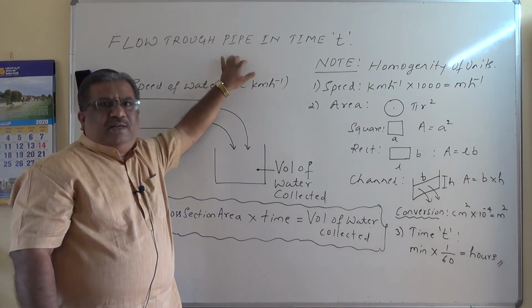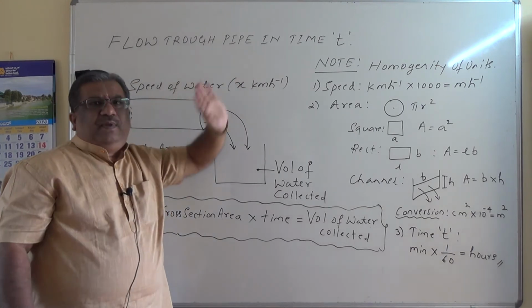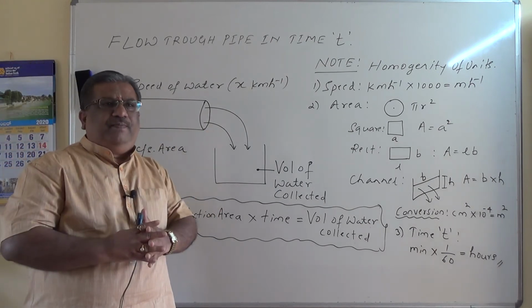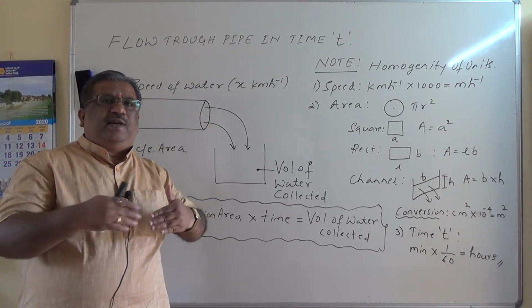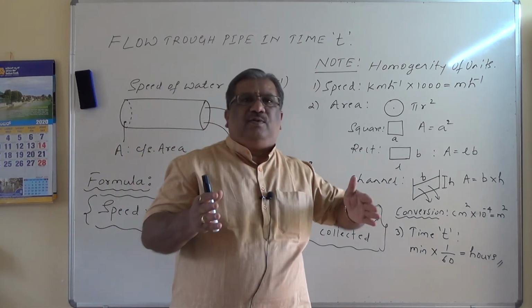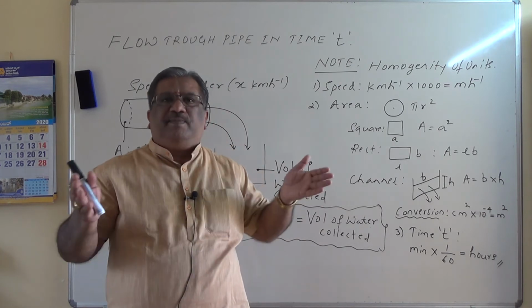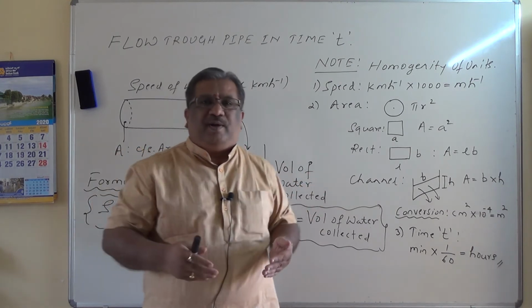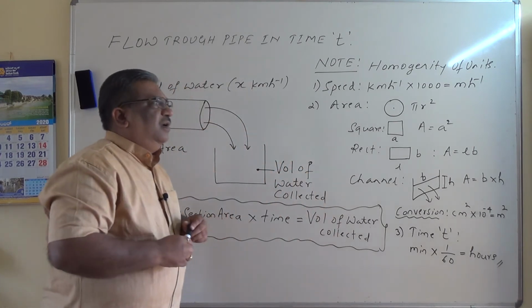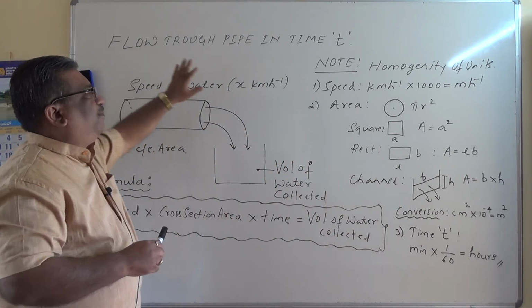even though I mention over here as a pipe, this circular pipe can be a rectangular pipe, or it can be a channel also. Channel means it is a U-shaped channel, or a canal, which we call, through which the water flows. So what is the significance of this flow through pipe in time t?